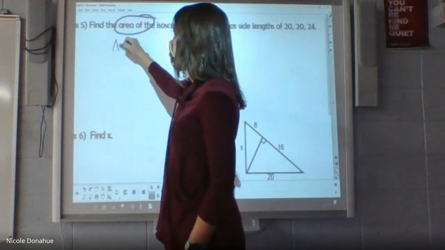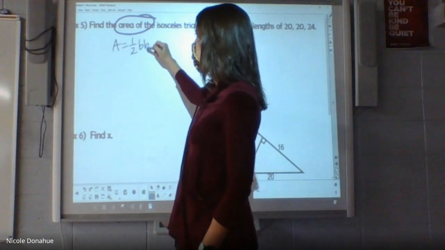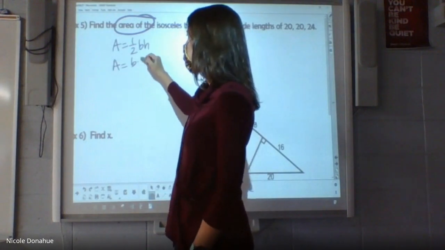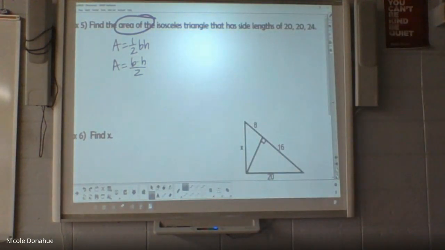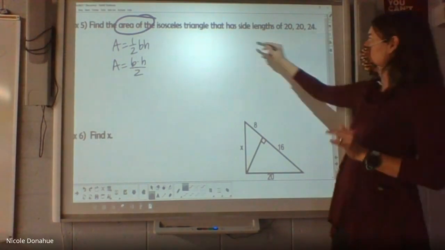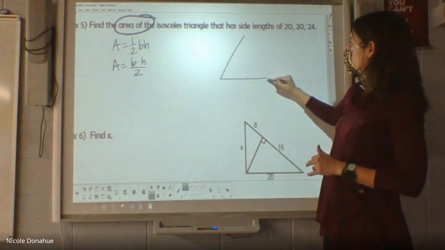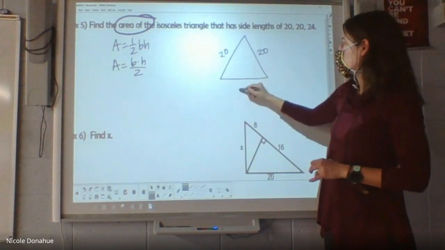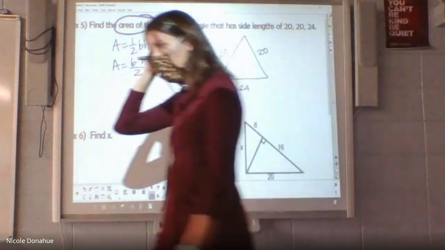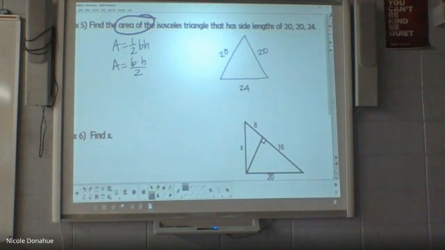Yep. 1/2 base times height, or base times height divided by 2. So I have to figure out what the base and height are of our isosceles triangle. So again, anytime they're talking about a drawing and I can't see it, I'm going to draw. So 20, 20, 24. And my drawing's not great. So 20, 20, 24. I'm drawing our triangle. They want the area of this triangle. So that means I need the base and the height.